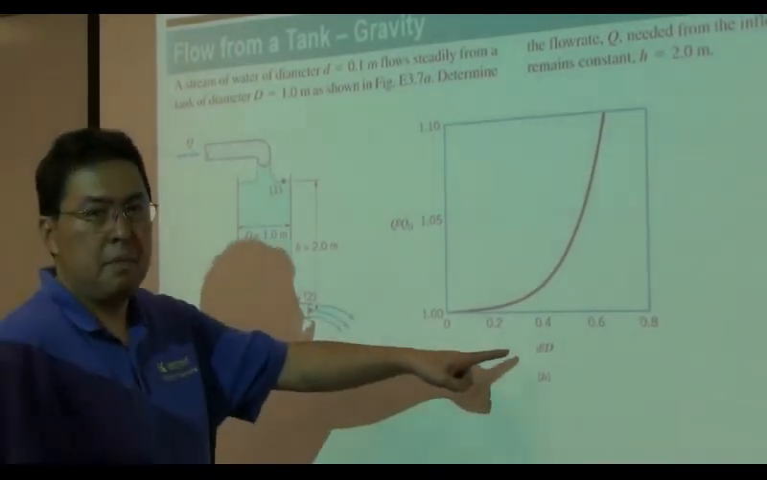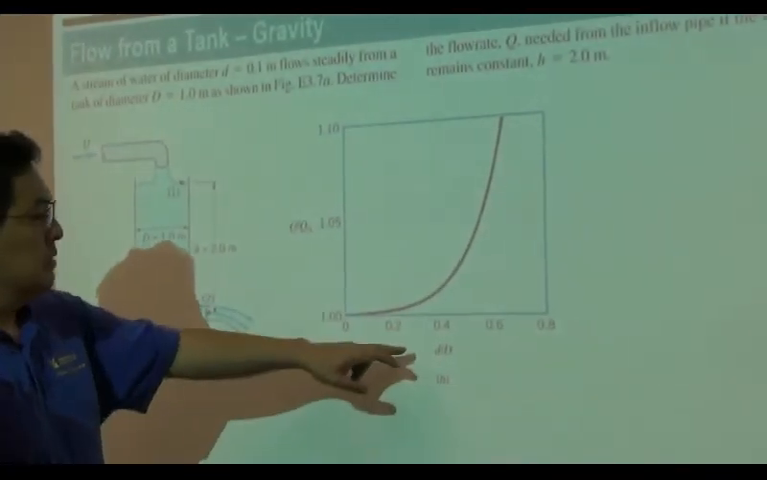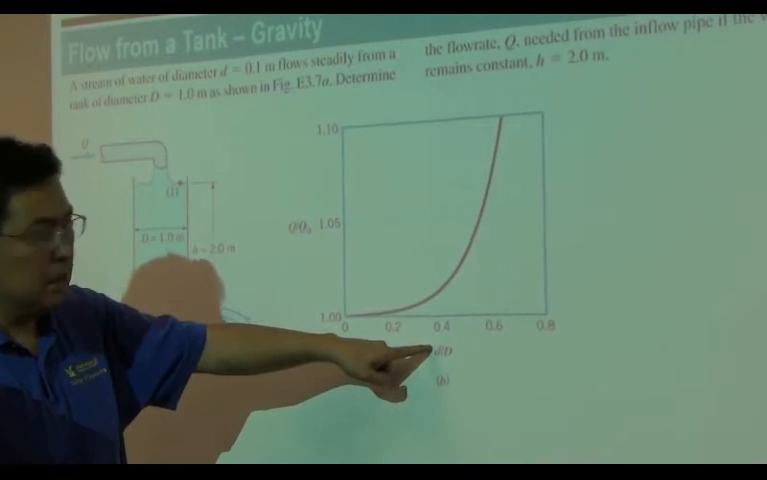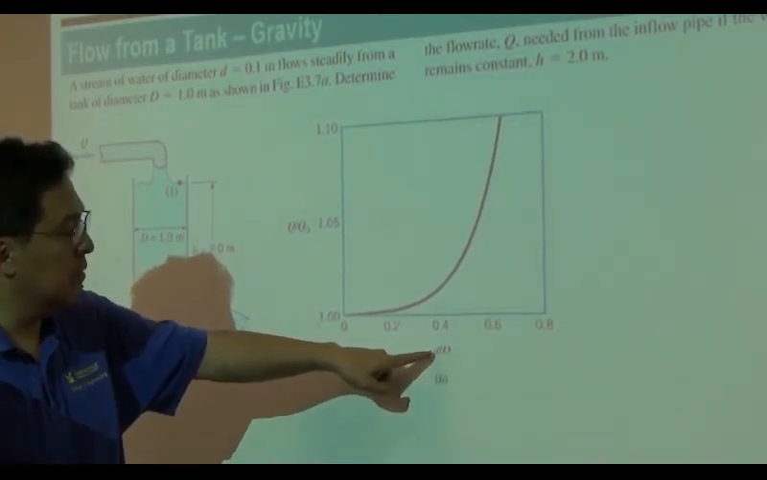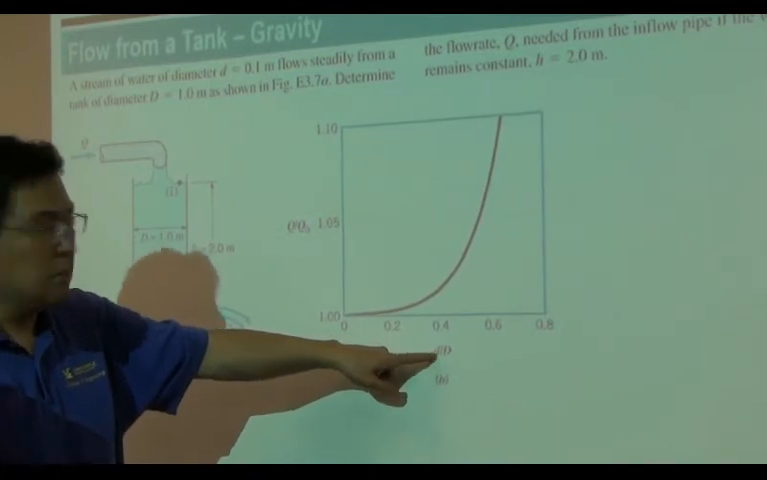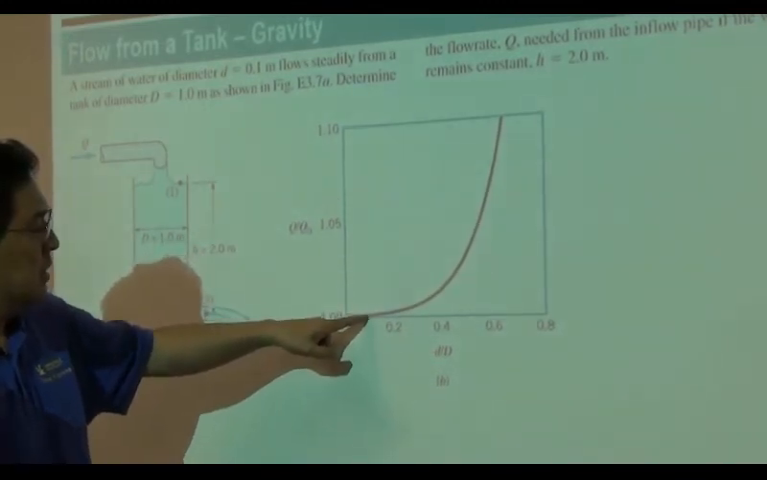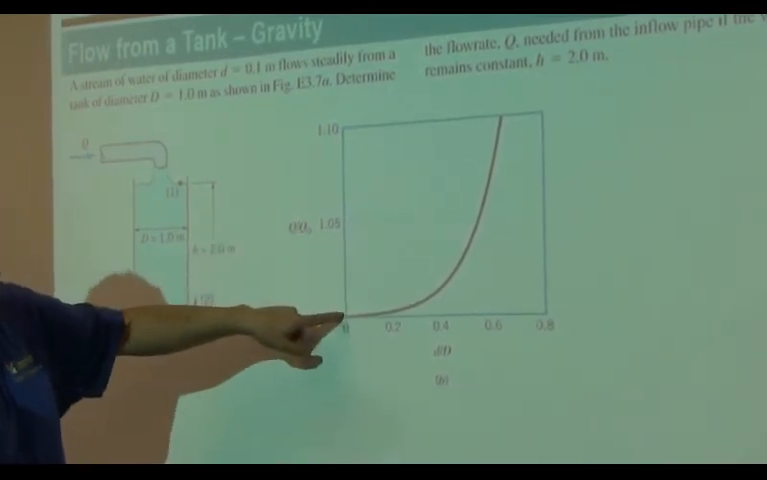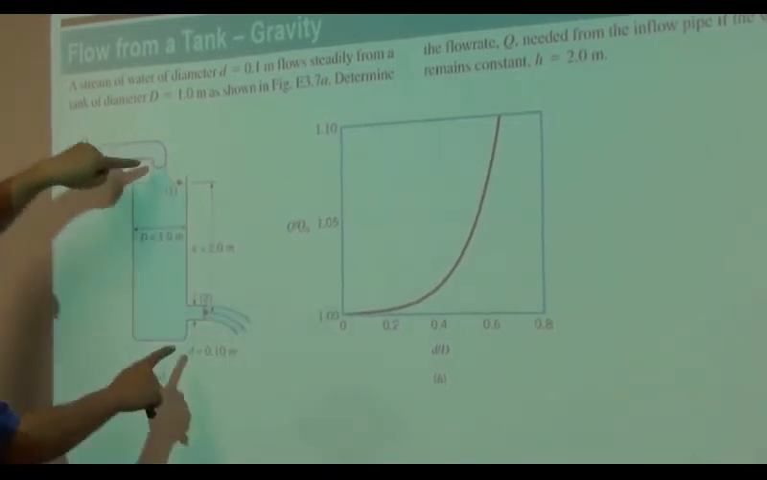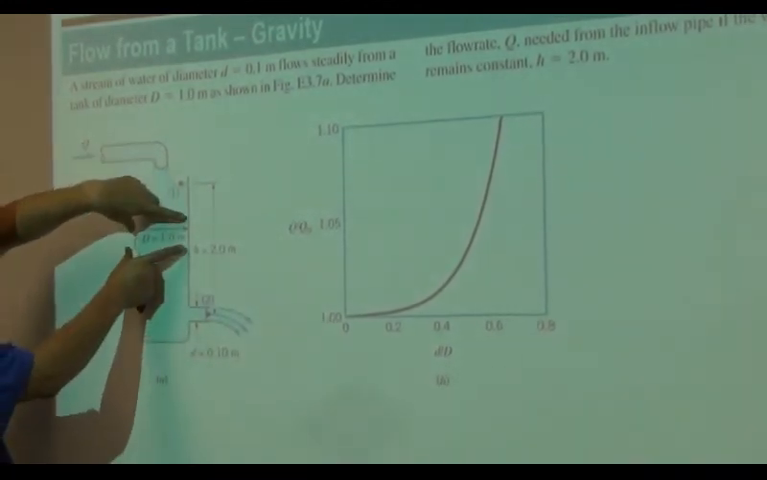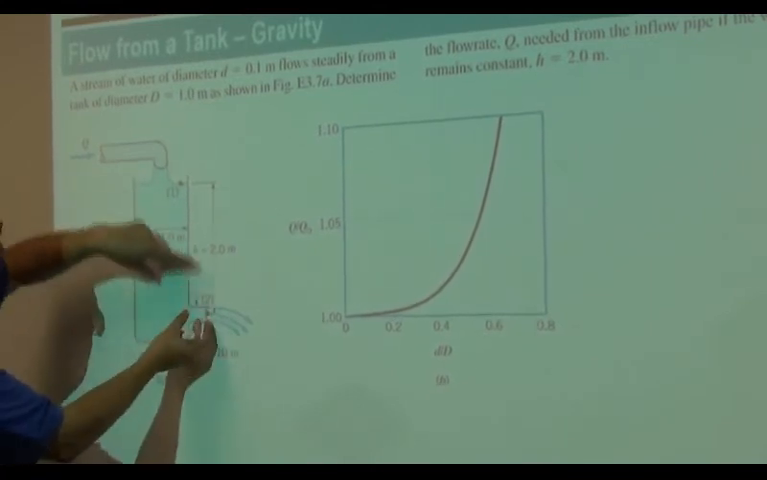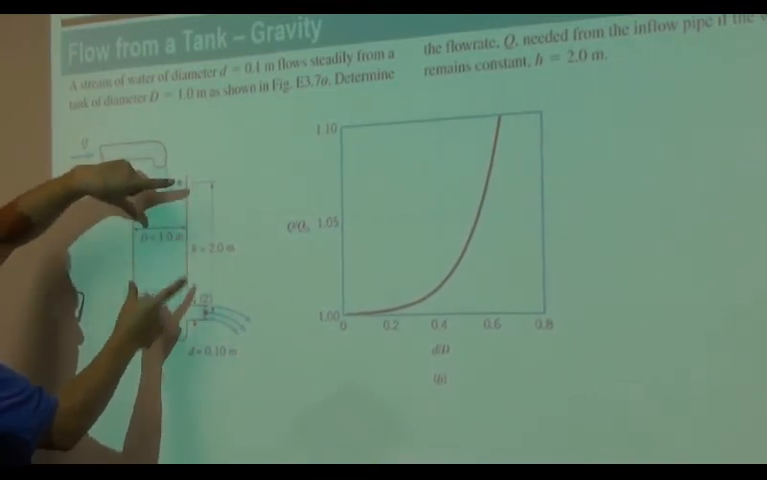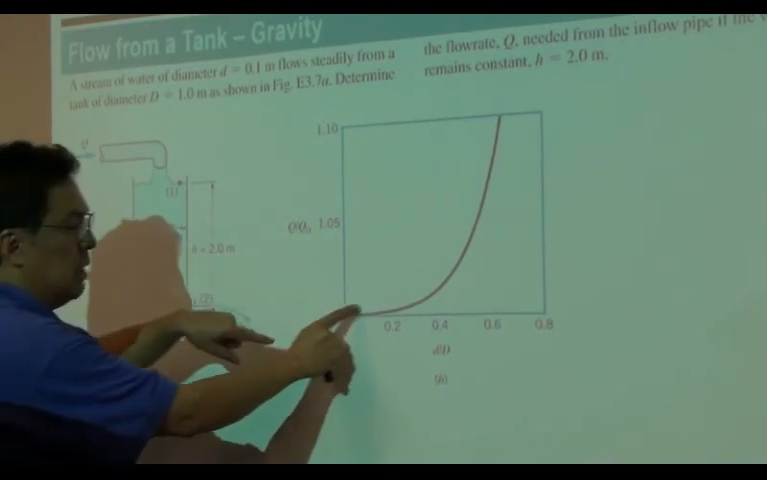Okay, let's go back here. So in this example problem, lowercase d is 0.1 meter, and capital D is 1 meter. So if you take the ratio d over D, it's 0.1, so it's here. If you take the ratio Q over Q0, it's about the same thing. So in this particular situation, if the tank diameter is 1 meter and the outgoing flow is 0.1 meter, you can solve this problem either assuming not so large a tank or assuming a large tank. It's about the same result coming up.